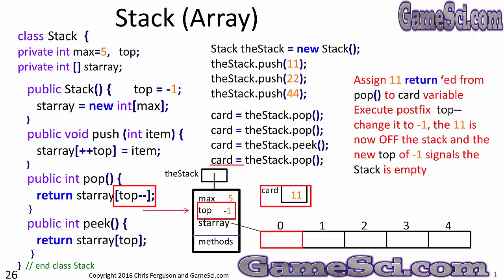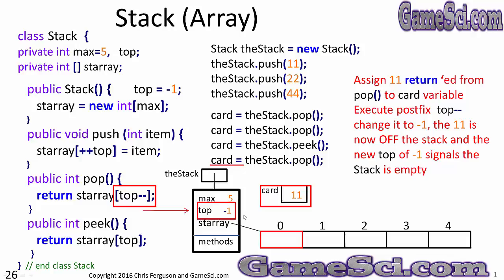So we assign the 11 returned from pop to the card variable. There's the 11. It just overwrote the previous 11 that peek put in there. Then we execute the postfix top minus minus. We change it to -1. The 11 is now off the stack, and the new top of -1 signals the stack is empty. Nothing left on the stack. We did 3 pushes. We did 3 pops. There should be nothing left on the stack.